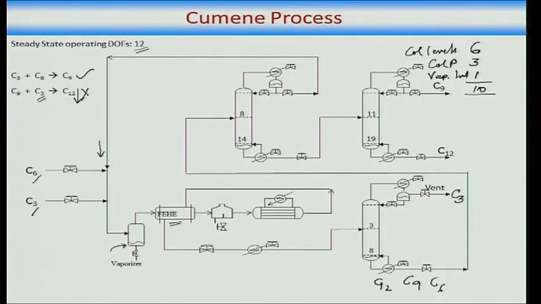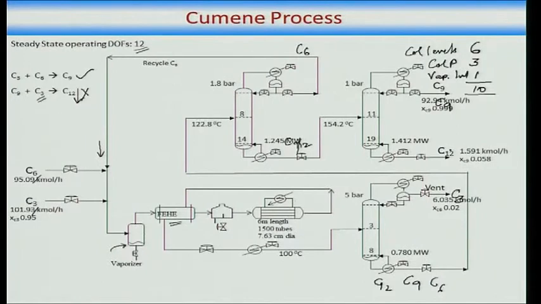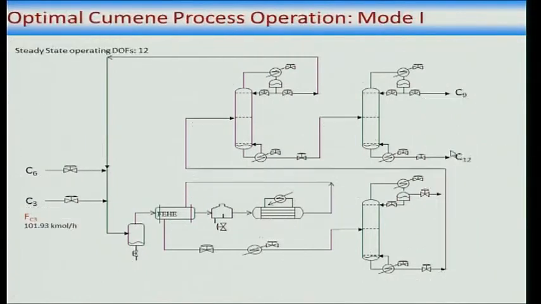And in the recycle column, what you do is you take out the C6 up the top, and C9 and C12 go down the bottom. The C6 is recycled back because it is precious. The C9 and C12 are sent to a product column where you take out C9 up the top and C12 down the bottom. Okay. So, this is the basic process, and this is just a base case that we had.